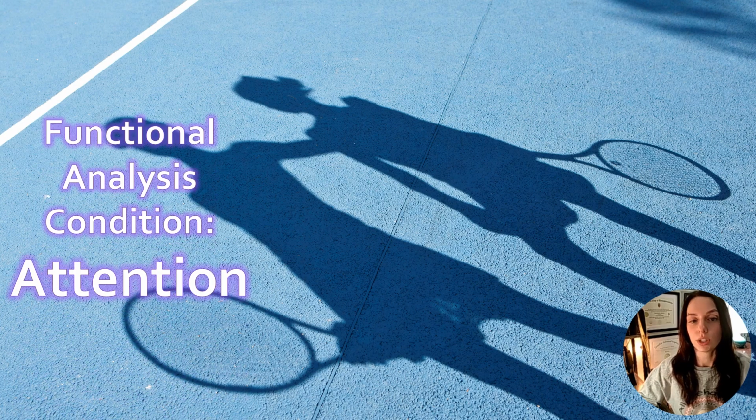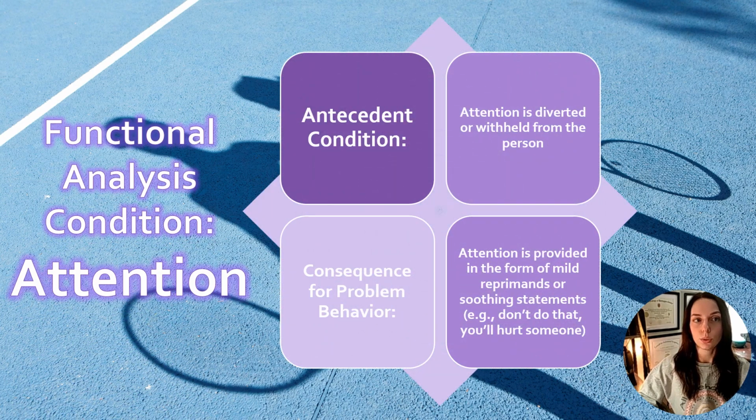The next condition is the attention condition. Antecedents include social attention being diverted or withheld from the client. So you as a therapist are going to act busy. The consequence for problem behavior is going to be providing some form of social reinforcement. So if the client hits, the RBT can say a statement like, "We don't do that, we use nice hands." The behaviors occurring most frequently under this condition are assumed to be maintained by positive social reinforcement.